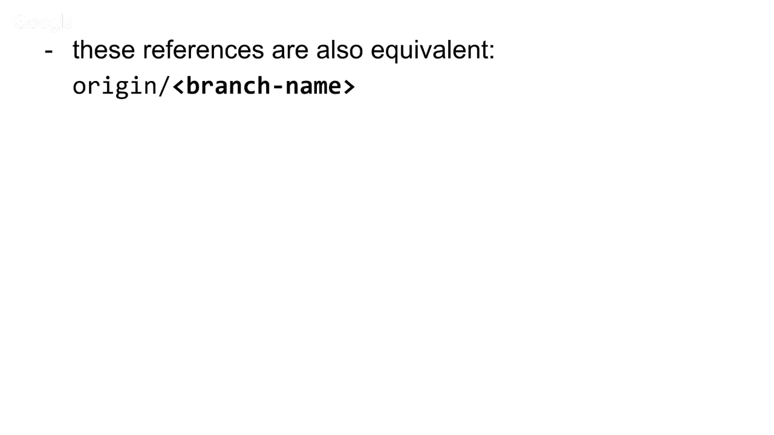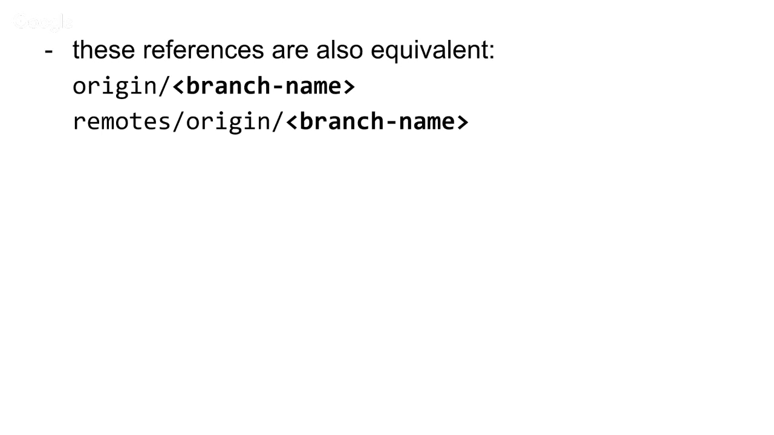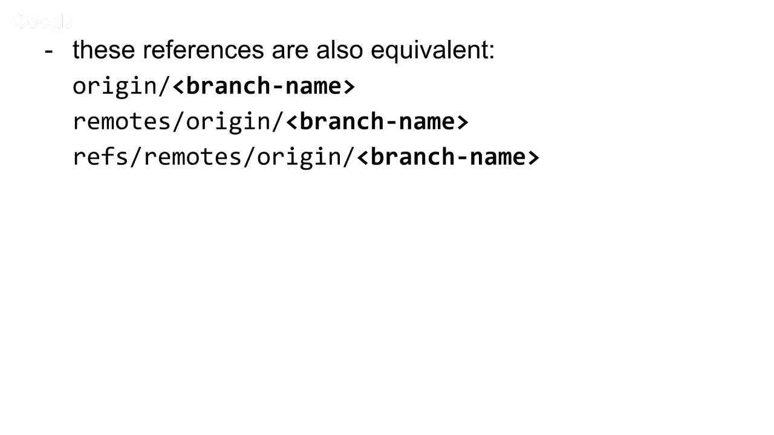The same is for remote. We use the name of the remote, origin, and the branch name. Git will understand that this is origin and this is the branch name, and we can also do the same in those 2 other ways. The names more or less correspond to the directory structure in the Git refs directory. Yeah, that's it. Thank you.